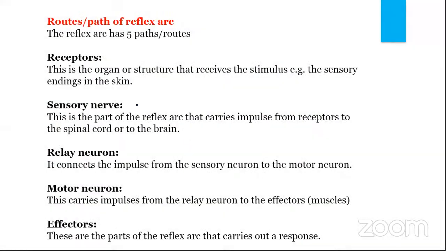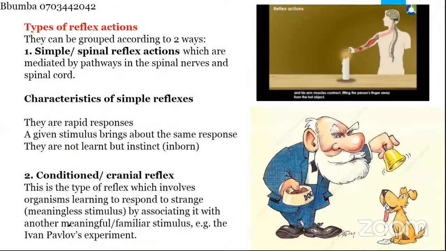So this is what we have been looking at, the reflex arc. It will come from the receptor, then the receptors take the impulses through the sensory nerves, then to the neuron, the central nervous system, then from the central nervous system via the motor neuron, which you must know. Now today, we can look at the types of reflex actions. They can be grouped into 2. 1 is a simple reflex action, which are mediated by pathways in the spinal nerves and the spinal cord.